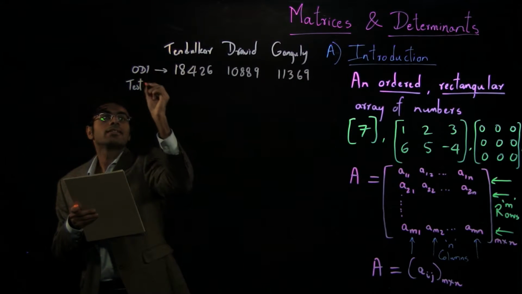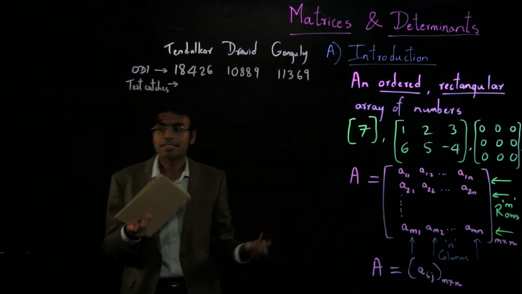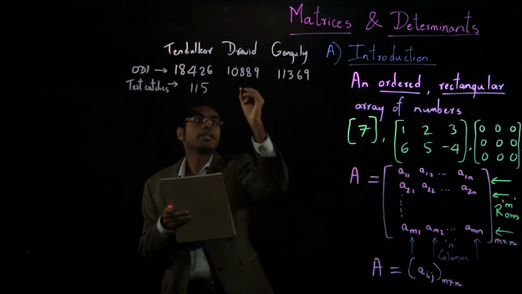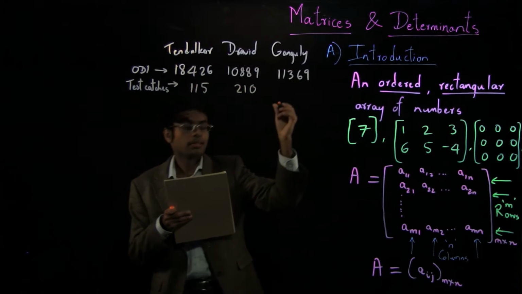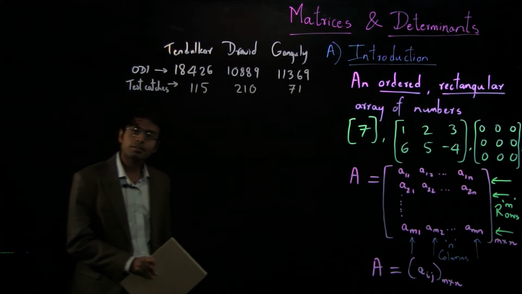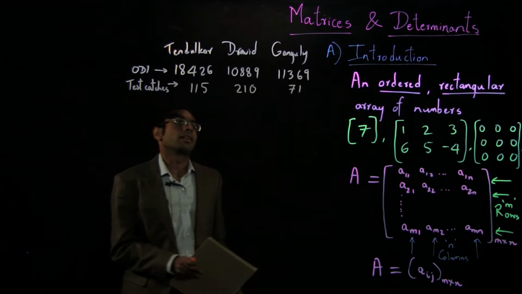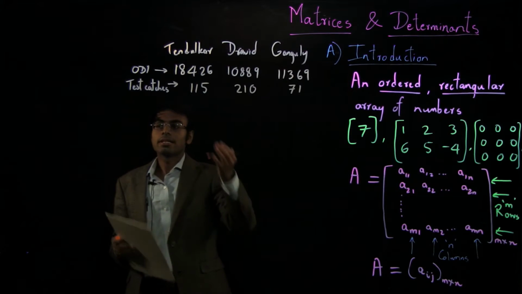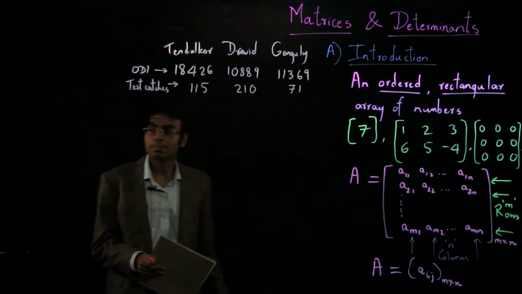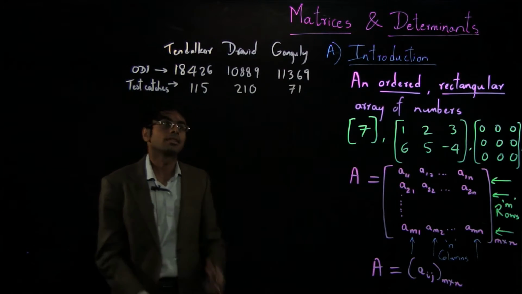But then your friend wants to put in this data point, who made the most number of catches in test matches. So it turns out Tendulkar had 115, Dravid had 210, and Ganguly had only 71. Well, now isn't this easy to compare? So you can explain to your friends, well, look at this data, and if you think that catches in test matches are the best indicator, well, then certainly Dravid is the best player. But if you think that ODI runs are the best indicator, then Tendulkar is the best player.